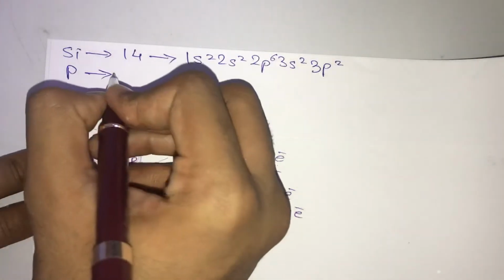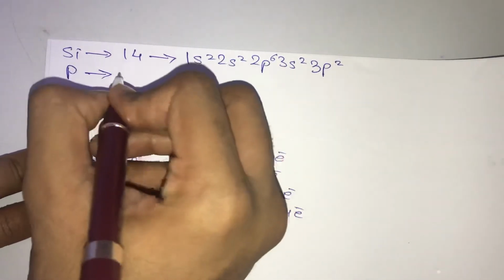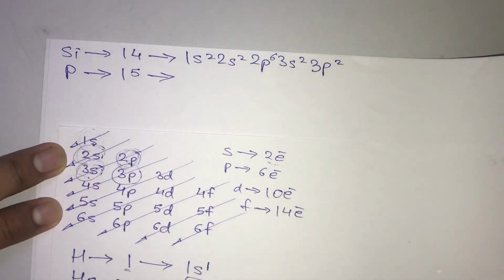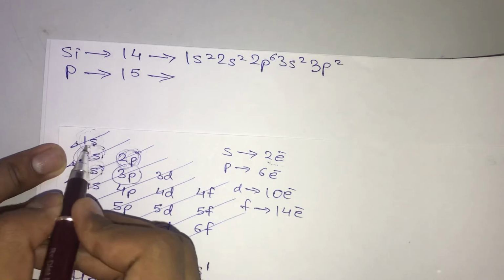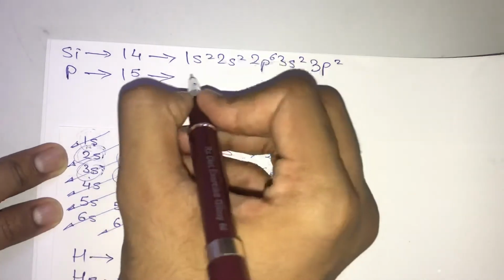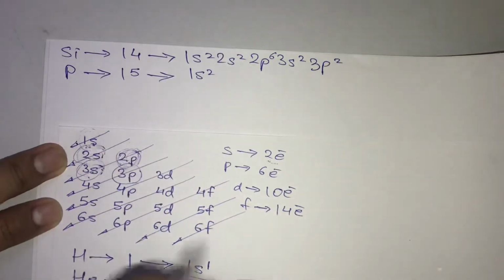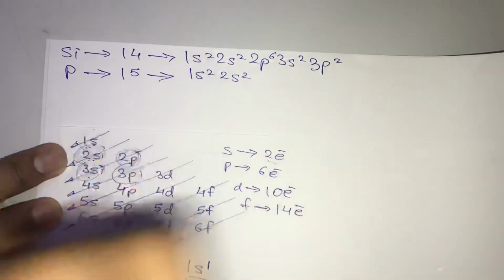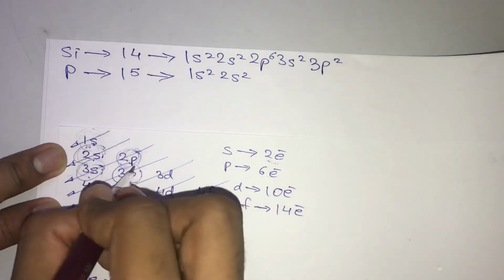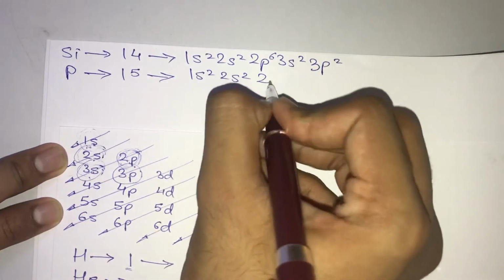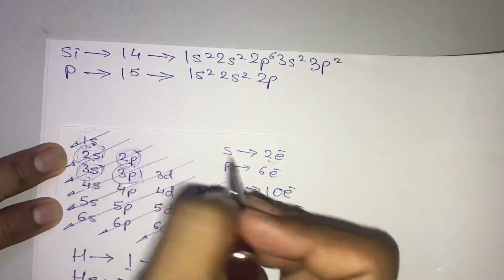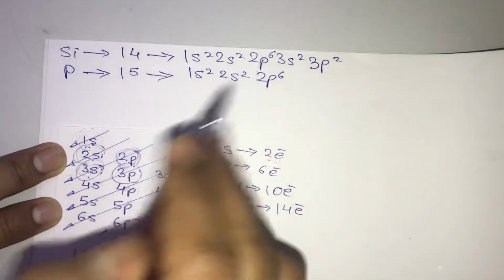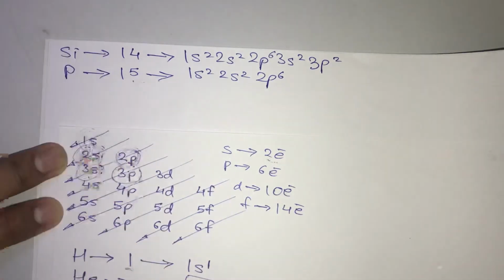Phosphorus. What is the atomic number of phosphorus? Obviously 15. What is the electronic configuration of phosphorus? First we go to 1s, 1s2, then we go to 2s, 2s2, then we go to 2p. P can take a maximum of 6 electrons. So we are finished with 2 plus 2 plus 6, 10 electrons. Still we are remaining with 5 more to go.